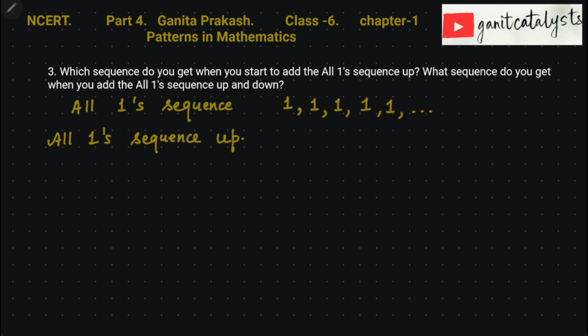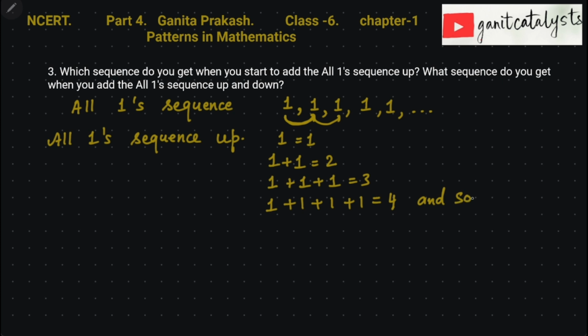Now the first part is the all-ones sequence up. First we take 1, which equals 1. Then we move from 1 to 1, so it is 1 plus 1, which is equal to 2. Next we go 1 plus 1 plus 1, which is equal to 3. Next we have 1 plus 1 plus 1 plus 1, which equals 4, and so on. So what do we write? All-ones sequence up, we get counting numbers.